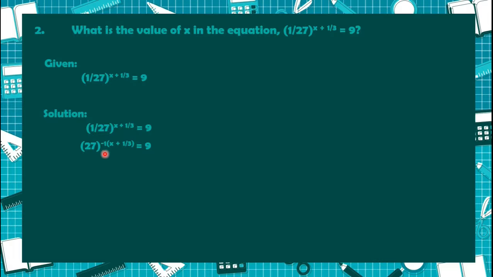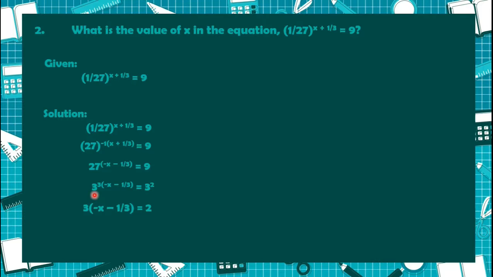1/27 can be written as 27 to the power of -1 times our exponent, which is x plus 1/3, equals 9. Then 27 to the power of -x minus 1/3 equals 9. Then 27 can be written as 3 to the power of 3 times our exponent, which is -x minus 1/3, equals 3 to the power of 2. Our 9 can be written as 3 to the power of 2.